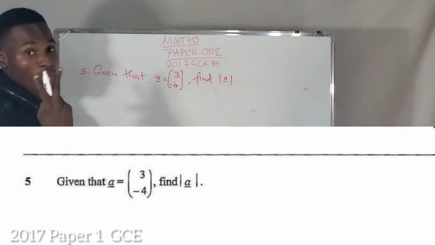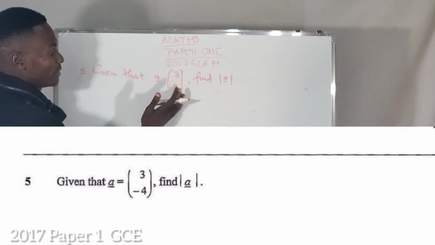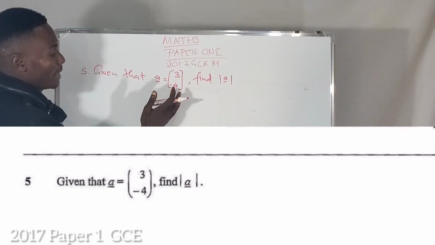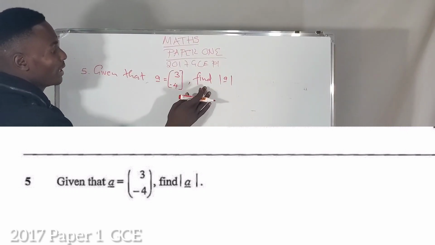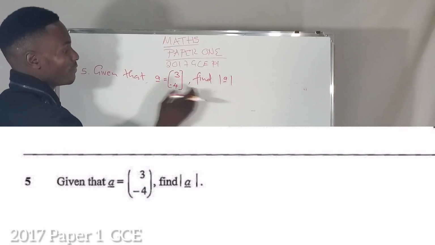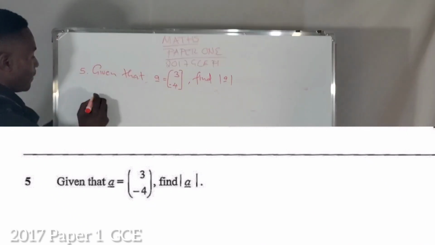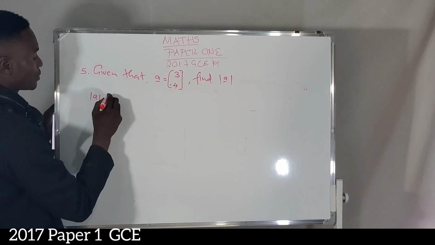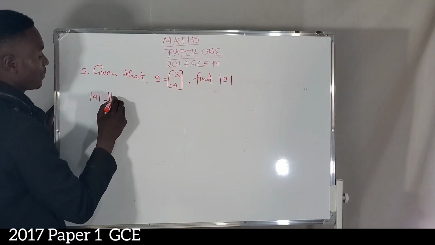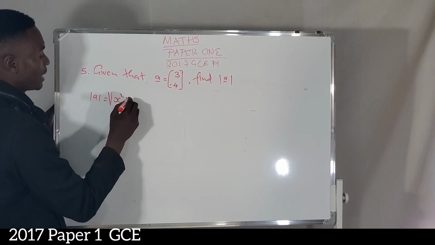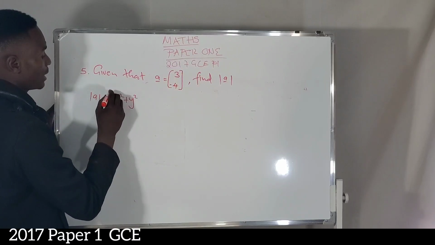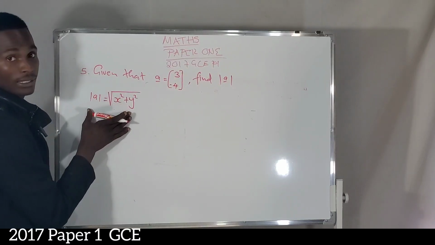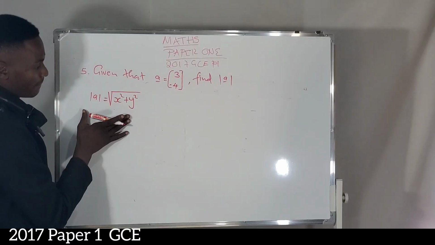Sometimes they bring you 2 points. Now they've given us just 1 point here. If they've given us 1 point, to find the magnitude of this vector, it will be simple. It will be the magnitude of vector A is equals to the square root of x squared plus y squared. Like this.